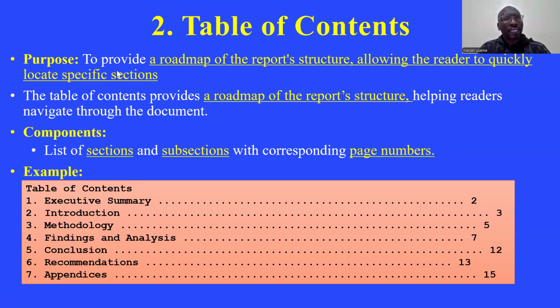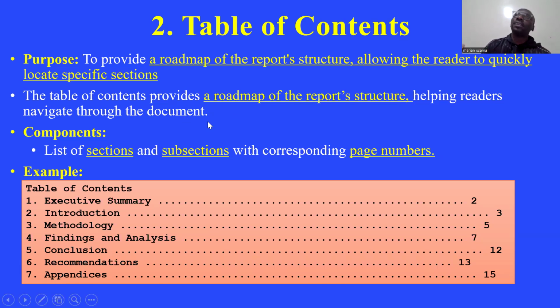So the table of content, what is the purpose? The purpose is to provide a roadmap of the report structure, allowing the reader to quickly locate what? To quickly locate a specific section. So that is the main objective of the table of content. It easily enables your reader to know, for example, which page the conclusion is on, which page the recommendation is on. So the table of content provides a roadmap of the report structure, helping readers navigate.